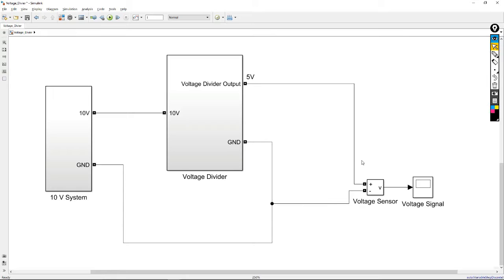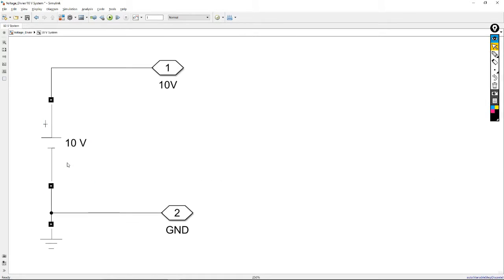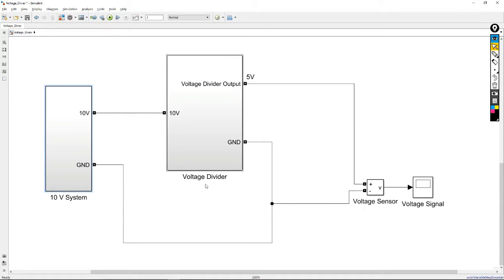So let's assume I've got a 10 volt system or generator or power supply or signal, whatever you want to call it, and you want to convert it down to 5 volts. So how can you do that? Imagine my system is here, which is just a 10 volt power supply. Then this 10 volt will go through some circuitry that we call a voltage divider, which gives the 5 volt output.